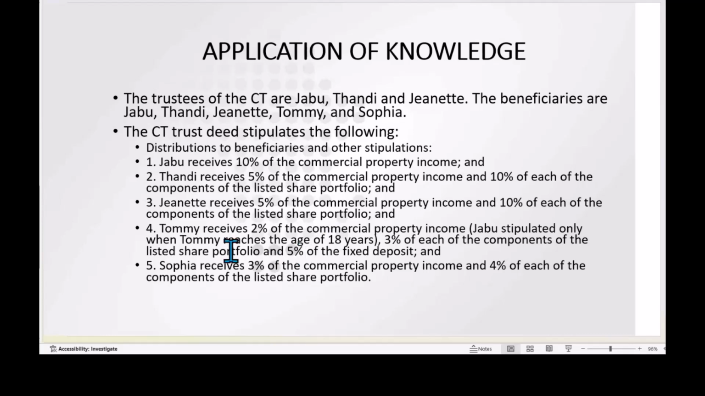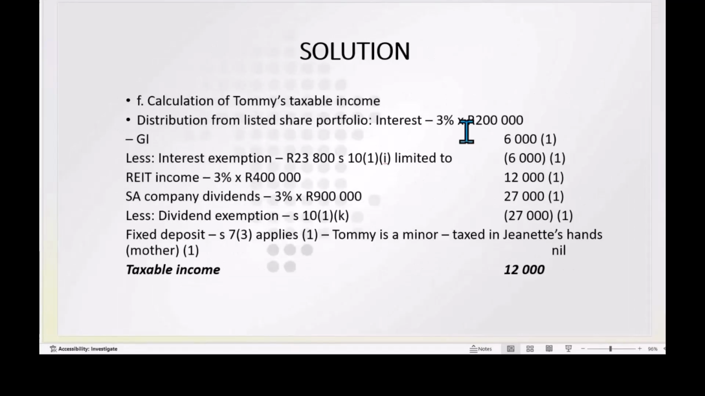So there again, he'll be taxed on that income in his own capacity. Then the 5% of the fixed deposit, the mother will then be taxed on it in terms of section 7.3. Okay. So let's just look at the solution. It tells us here that he gets 3% of the interest of the 200,000 rand, and that's 6,000 rand.